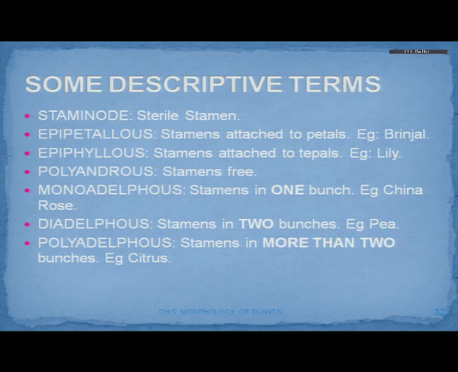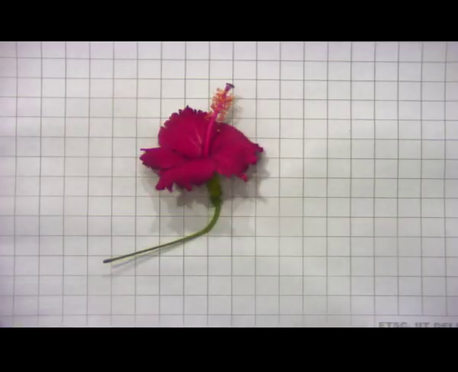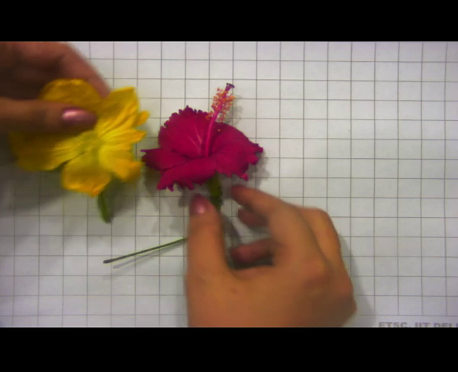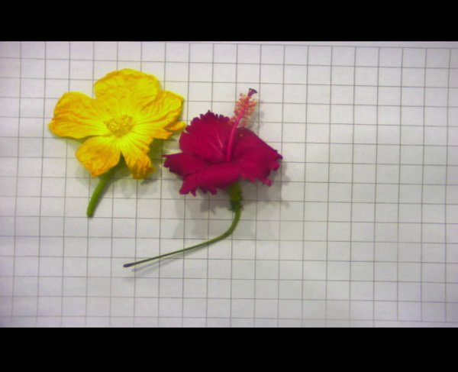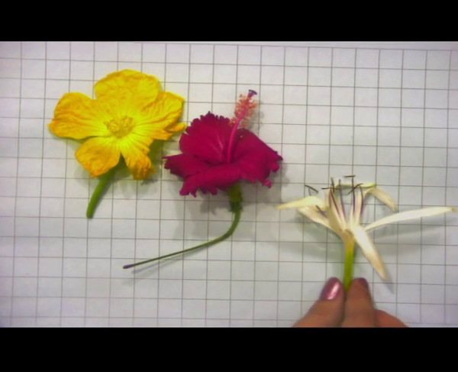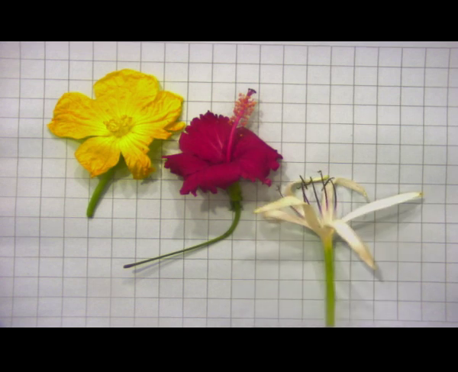So, I have this flower here. This is a beautiful flower of China rose. Then there is another flower. This flower belongs to Cucurbitaceae family, and there is this beautiful flower of lily. Can you see all these three flowers? Now let us study them one by one.